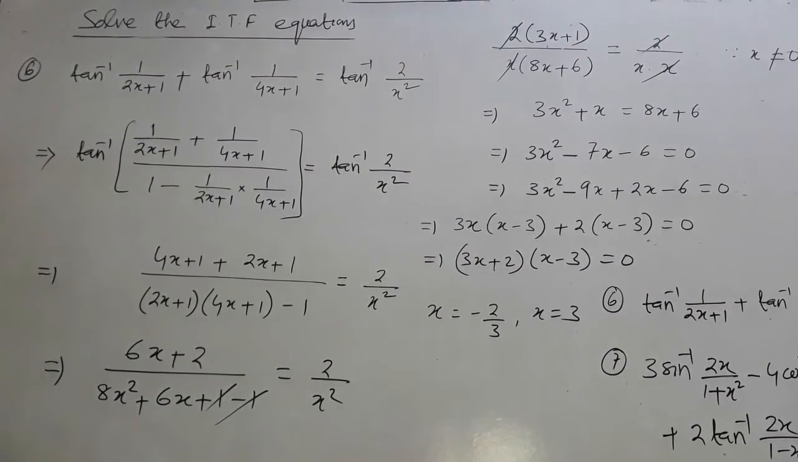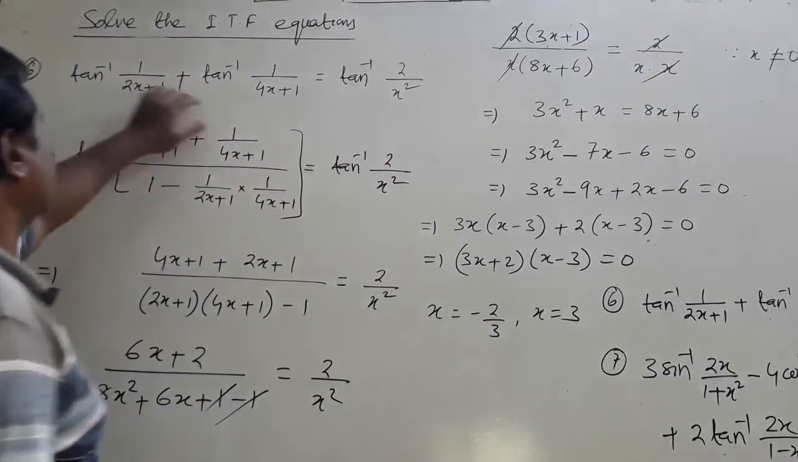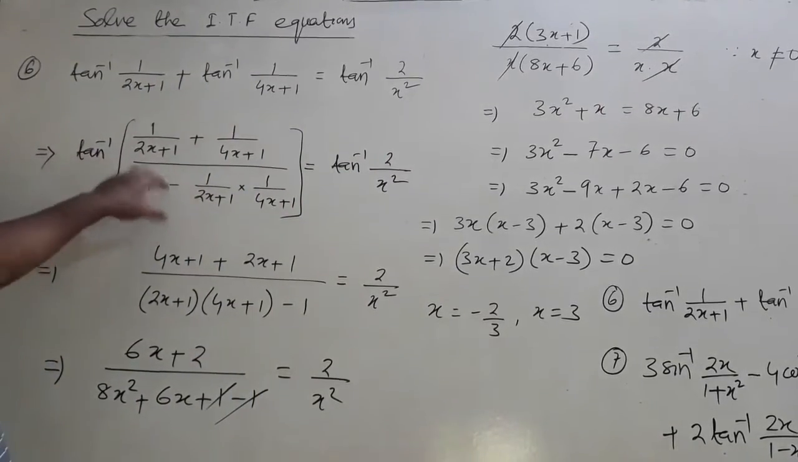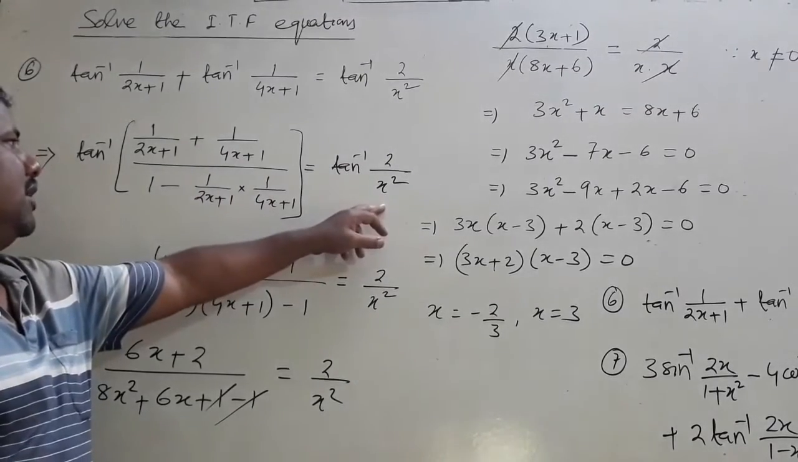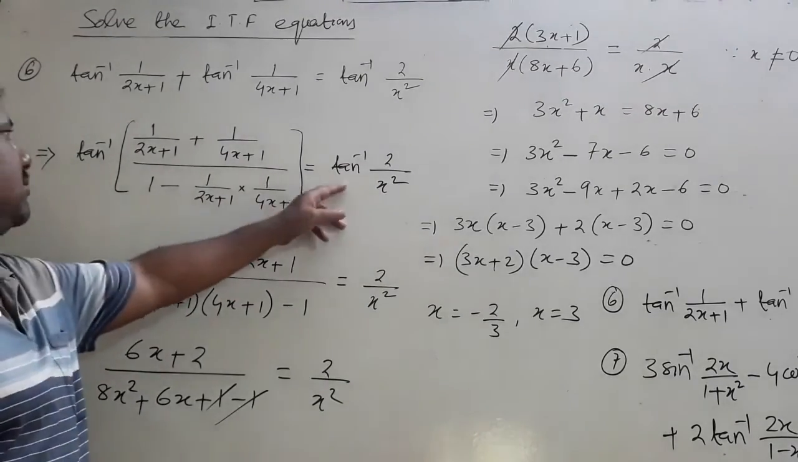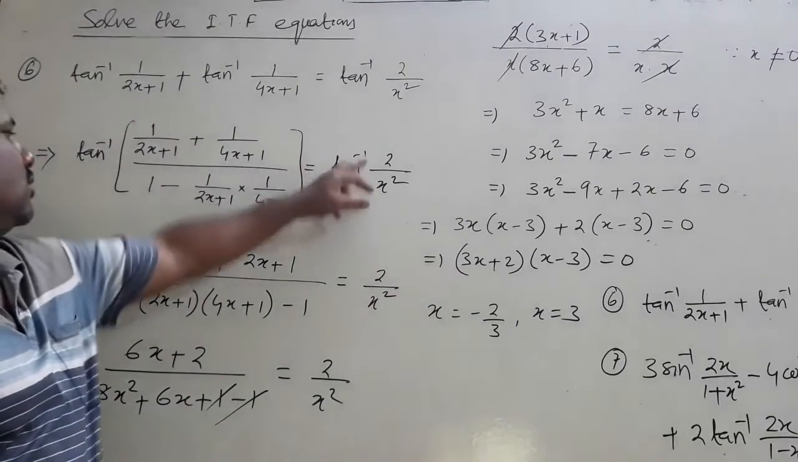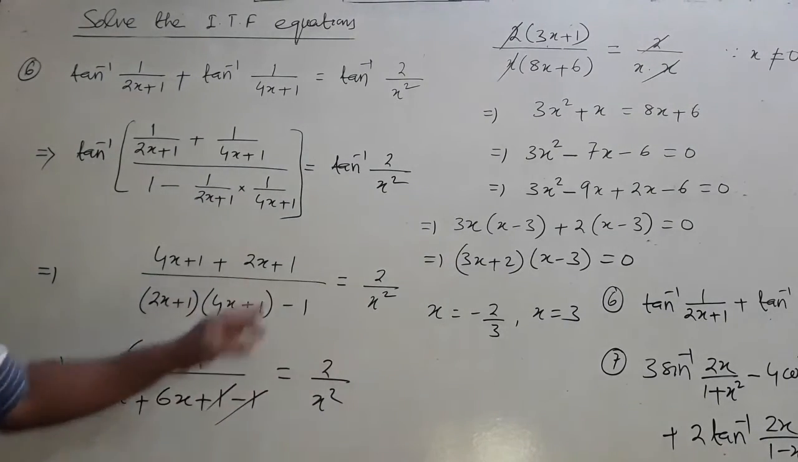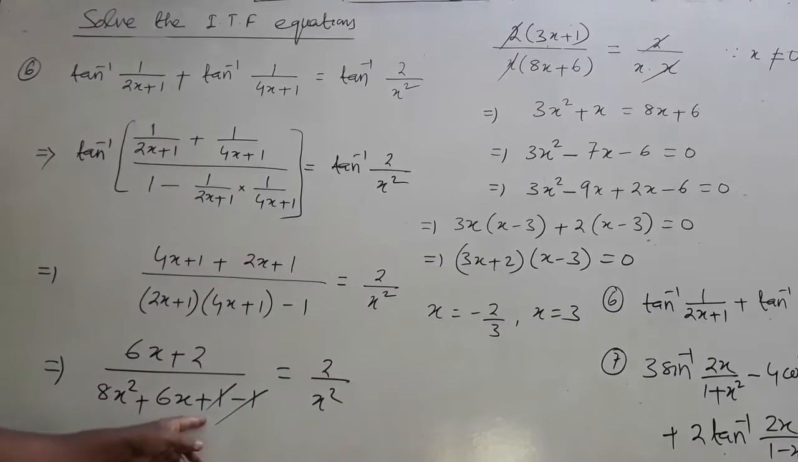Now, this is tan inverse x plus tan inverse y. Apply the formula: tan inverse x plus tan inverse y is tan inverse of (x plus y) by (1 minus xy). That is tan inverse 2 by x square. Simplifying this, take tan inverse on both sides. So this part is equal to 2 by x square. Now simplifying this, it becomes 6x plus 2, it becomes 8x square plus 6x is equal to 2 by x square.